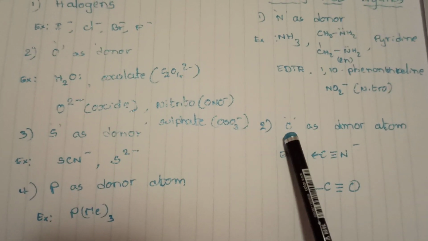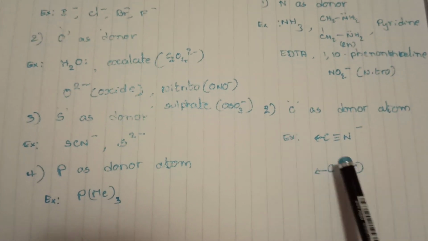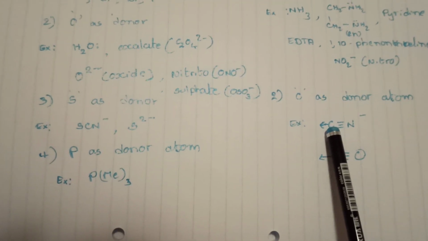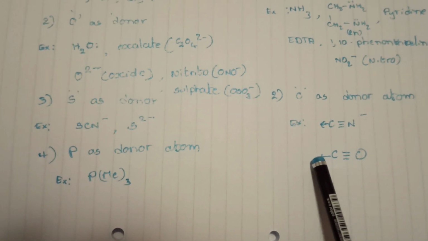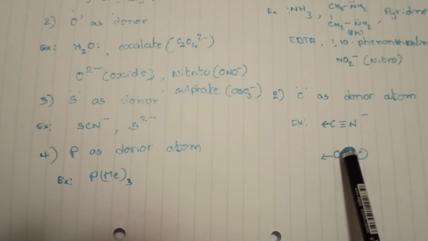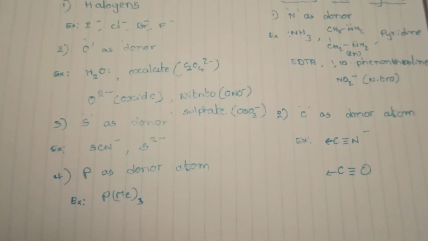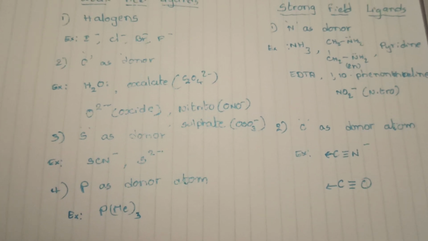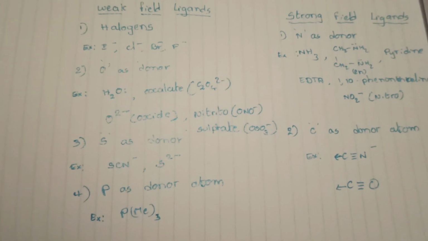Next, one more atom you have to remember is carbon. We have a few ligands where carbon acts as a donor atom. Examples: cyanide, which is a strong field ligand because it binds through the carbon atom, as well as carbonyl, CO, which also binds through the carbon atom. So these two also belong to the strong field. Just remember that if your ligand has nitrogen or carbon as a donor atom, you can say it's a strong field ligand, and anything else you can say is a weak field ligand.